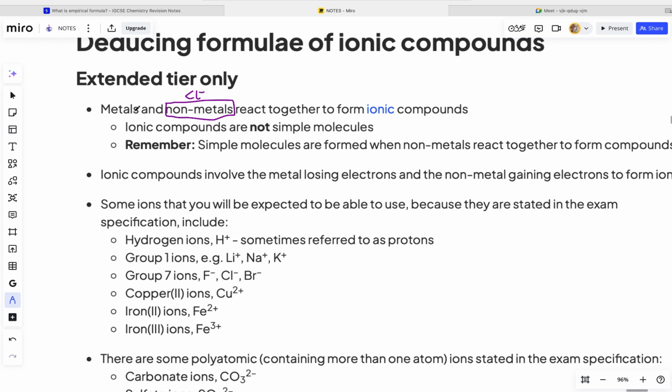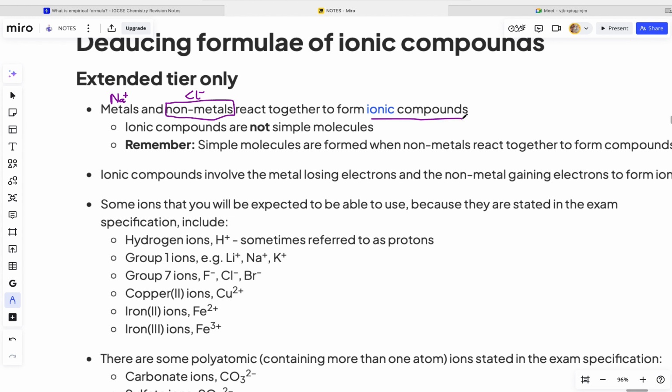These metals, why are they positively charged? For example, sodium is positively charged because when it loses an electron, the number of electrons and protons, which were the same, changes. Your electrons are now fewer, your protons are now more than your electrons, so you become positively charged. So this is what happens to ions. This is what happens to metals and non-metals, and they form ionic compounds.